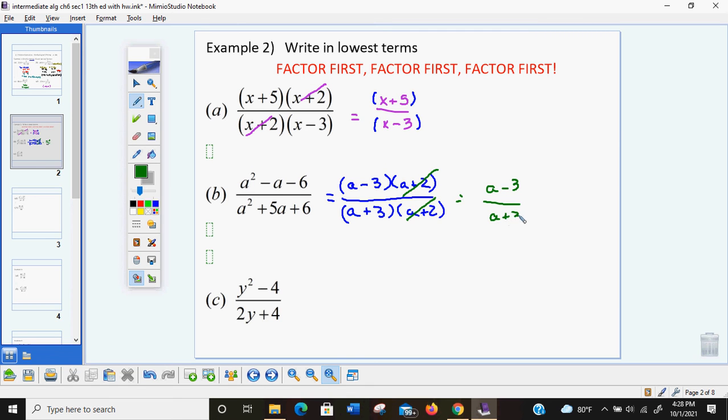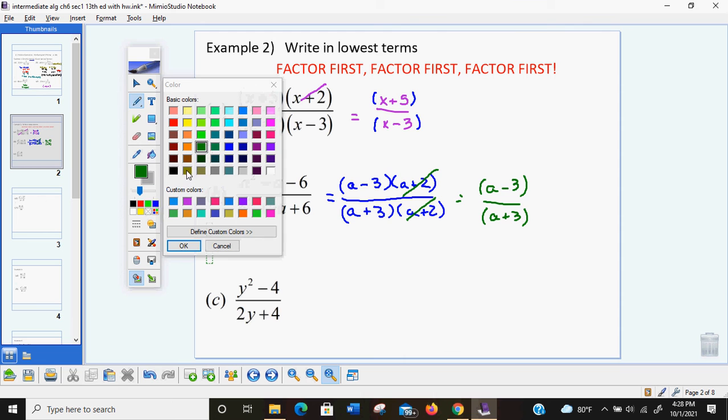And remember, those are joined. A minus 3, you need another a minus 3 to cancel that out. A plus 3, you cannot cancel it unless you have another one. So that would be the reduced form.